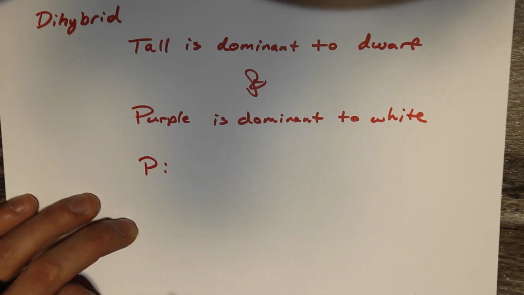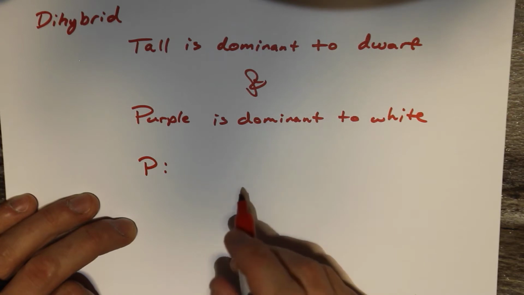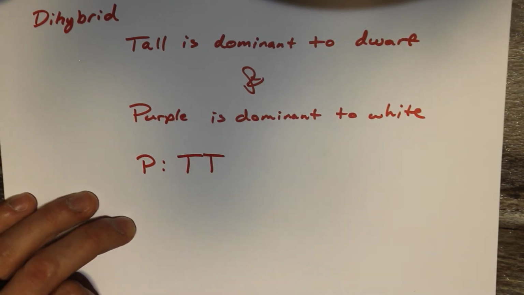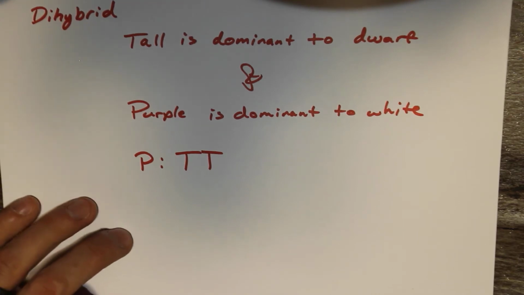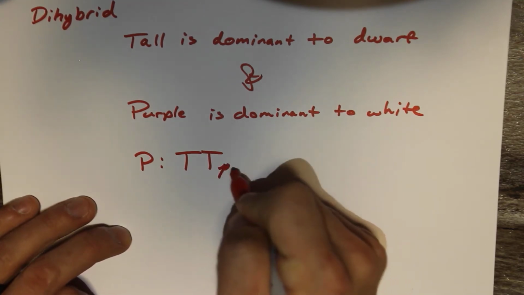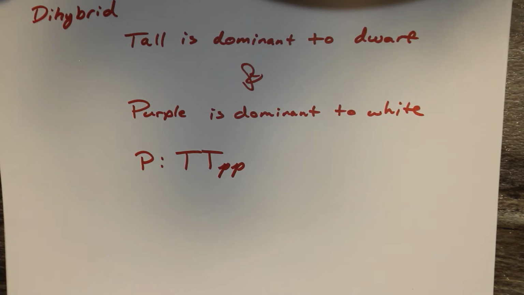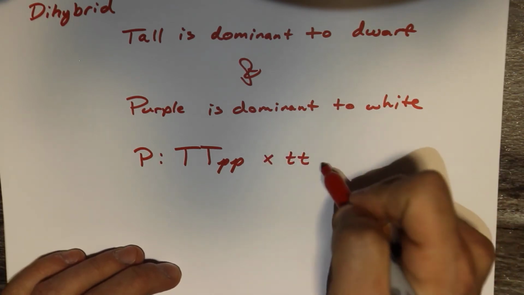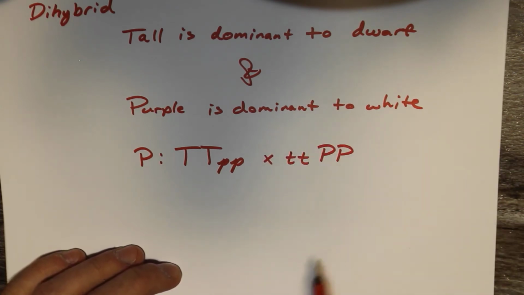We'll say the parental, I'm just going to use T for tall and dwarf. We'll say the parental ones is a purebred tall plant, and it has white flowers, and we will say we are crossing that with a short or dwarf plant that has purebred purple flowers.